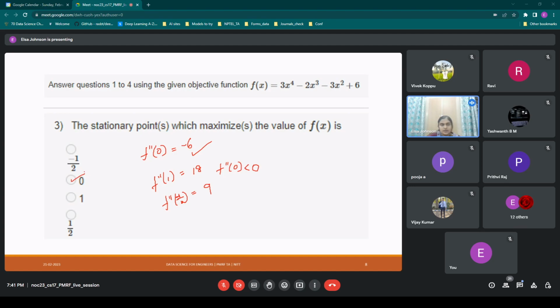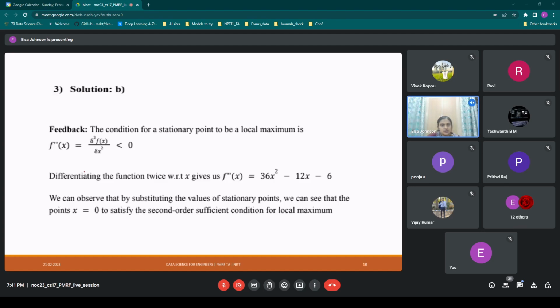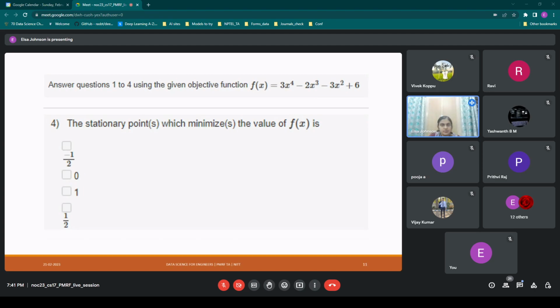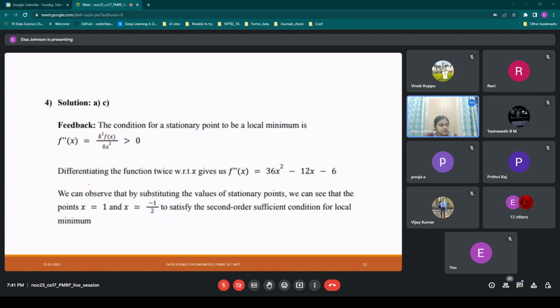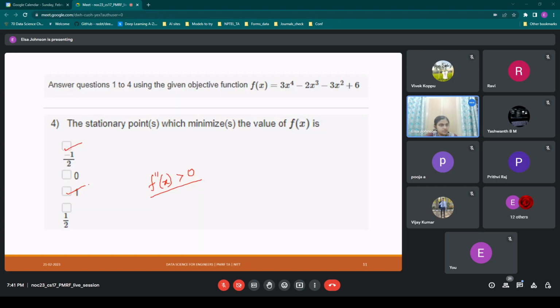Okay. Now the fourth question is a stationary point which minimizes. So you have seen f double dash of x. Minimizing means it should be greater than 0. So the value was greater than 0 for minus 1 by 2 as well as 1. So these are the two options. Okay. Solution is A and C.